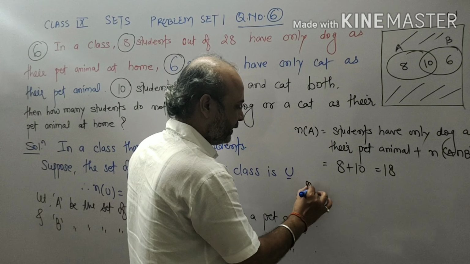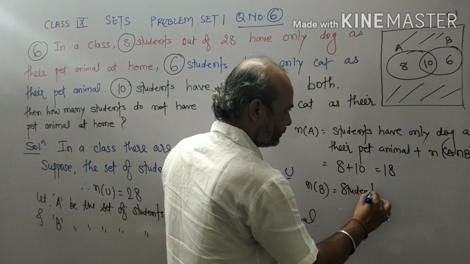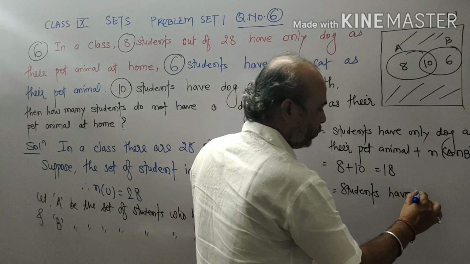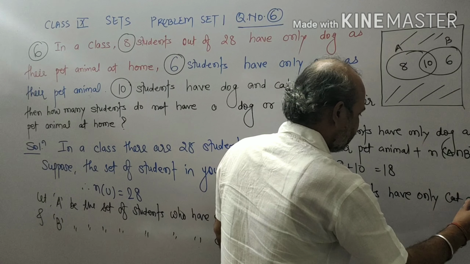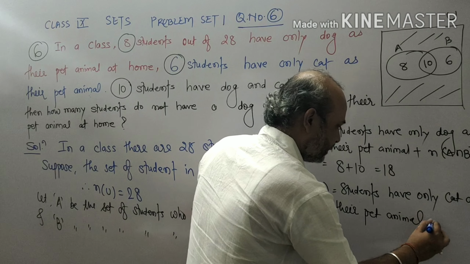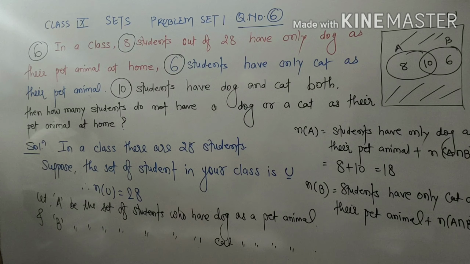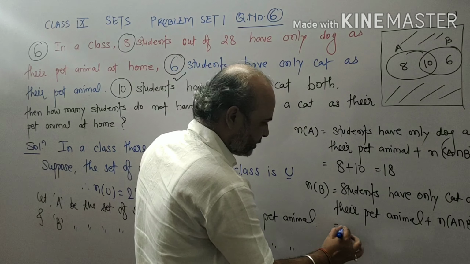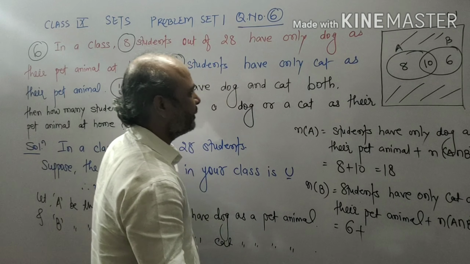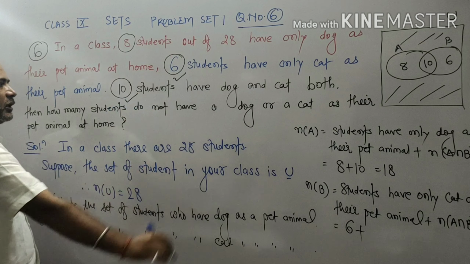Similarly, we will find out number of B. So number of B is what? Number of B is, students have only cat as their pet animal, plus number of A intersection B. So how many students have only cat as their pet animal? So 6 students have only cat as their pet animal. So this will be what, 6, and plus number of A intersection B means students, they are having both dog as well as cat. So this is what, number of A intersection B.